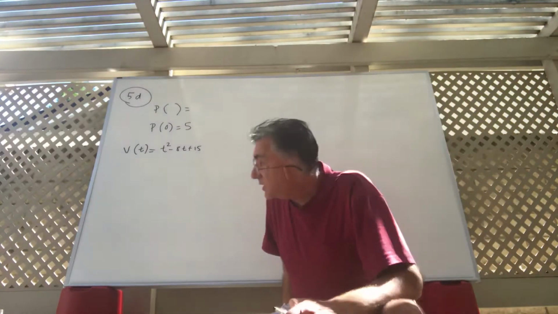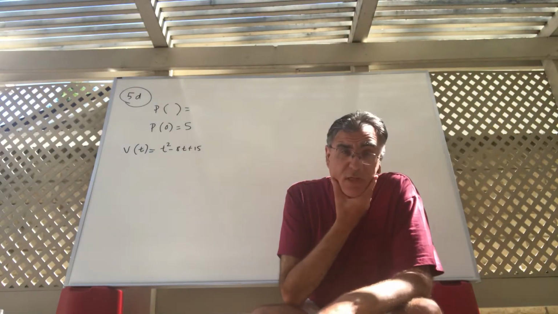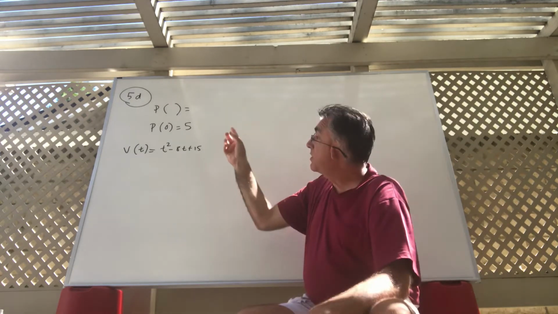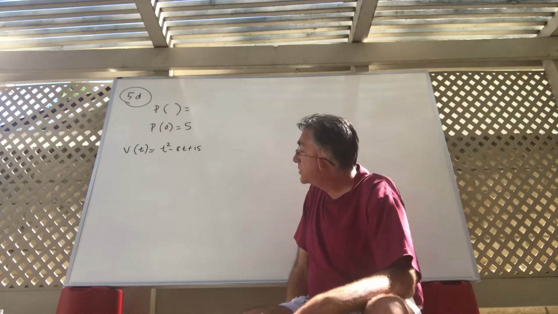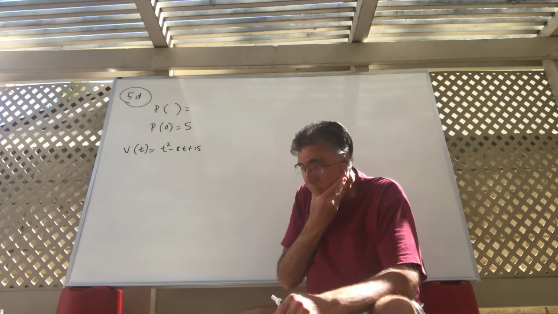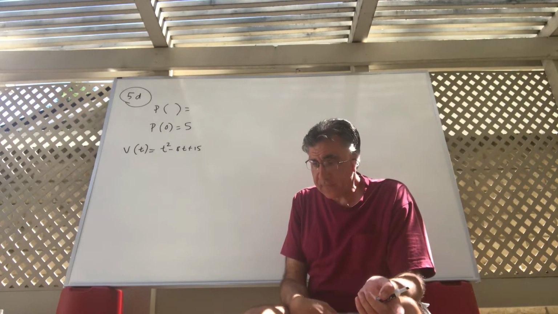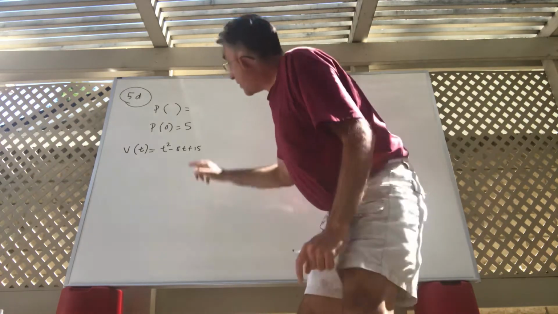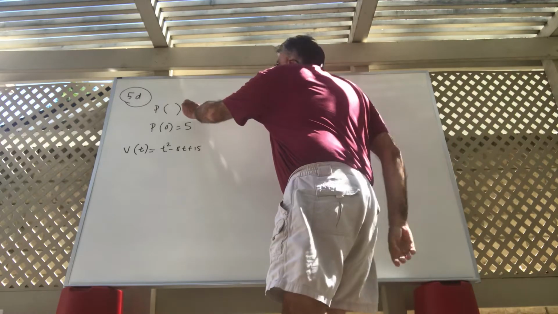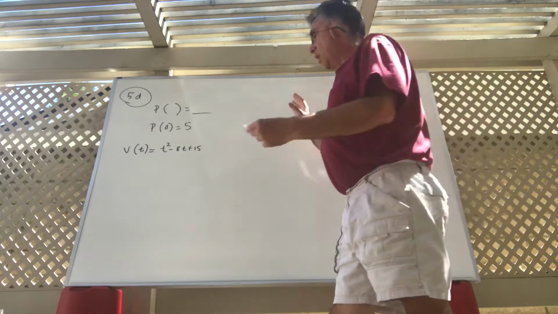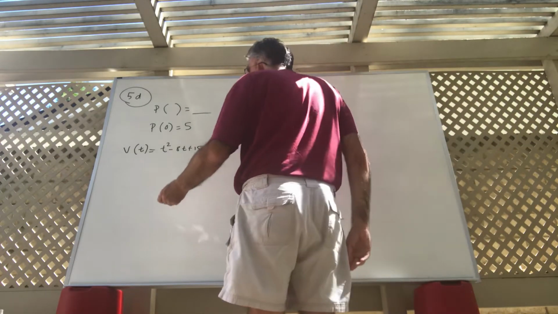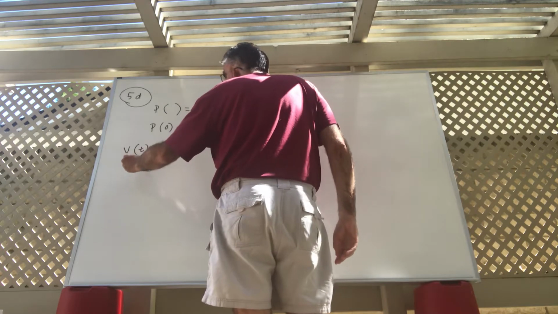Okay, now this is the 5D on the 2017. We want to find where the particle is going to be the first time it turns around. So we have to figure that out, and then we want to, of course, work that out. So when will the object turn around? When the velocity is 0.